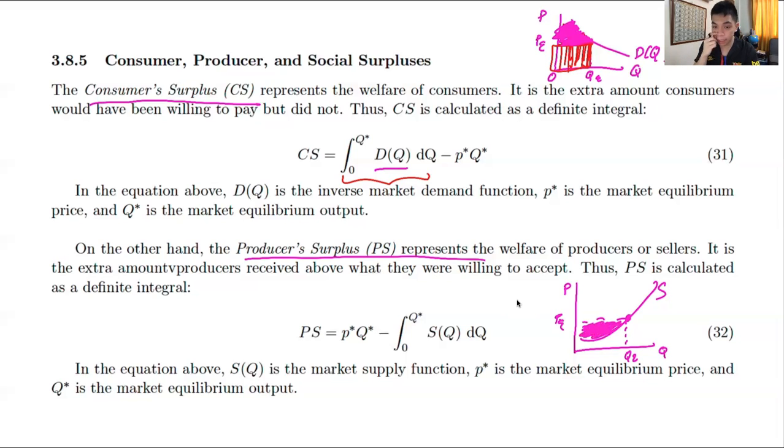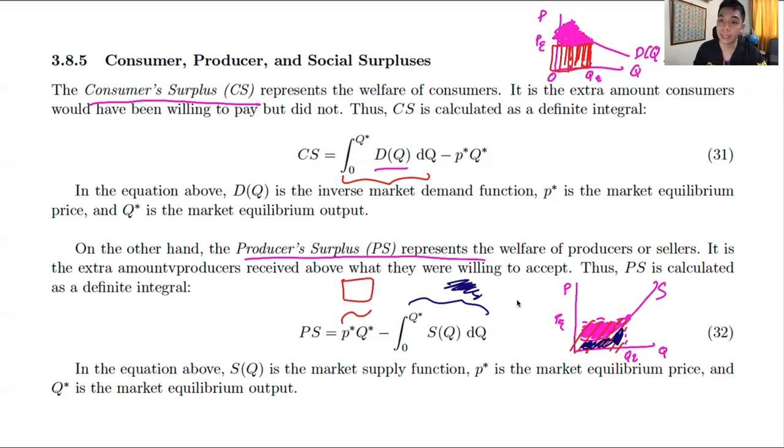The way you're going to get that pink area is you start with the entire box. The entire box is this red thing, PE times QE, or P star times Q star. And you subtract the area under that curve, which is this blue thing here. If you subtract that blue thing from the big box, you're left with the pink area, which is the producer surplus. In the equation above, notice that this integral is essentially that blue area, and that P star Q star is that red box, the box that we have there.